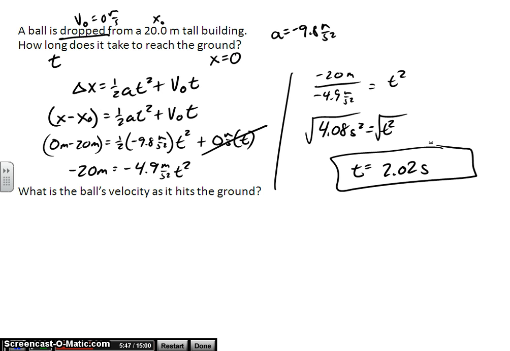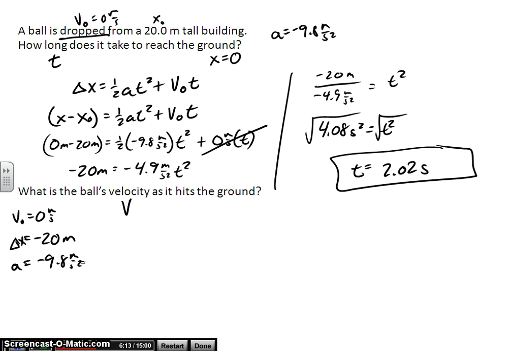Let's take a look at the second part. What's the velocity of the ball as it hits the ground? Well, now I know I want v. So I have v. I knew I had v naught still. I had my delta x ended up being negative 20 meters, x minus x naught. And my acceleration is still gravity.